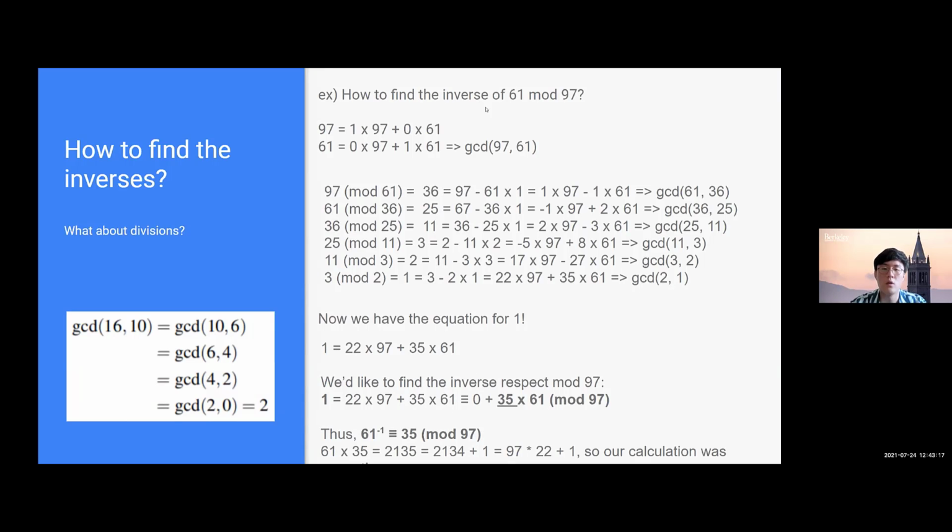Since we wanted to find the inverse of 61, we can just say the inverse of 61 is congruent to 35. And you can check the calculation by doing 61 times 35, which is 2135, and it's basically some multiple of 97 plus 1. So our calculation was correct.